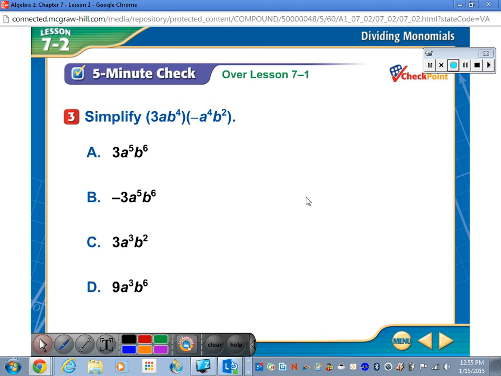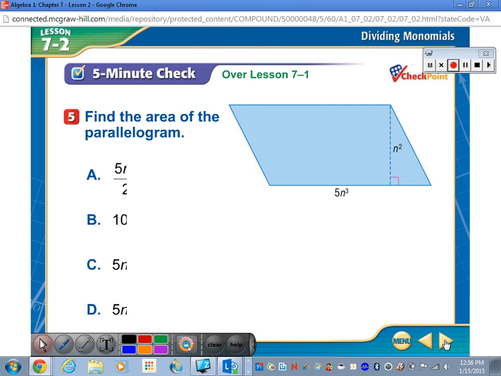Okay, here we're going to simplify. Again, another one we did in class. Now you're going to simplify that one. Please feel free to pause anytime you need to. Okay, here find the area of a parallelogram. The formula is A equals B times H, so base times height. Again, we went over that in class as well.